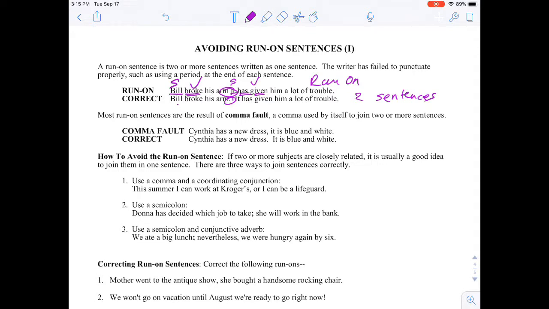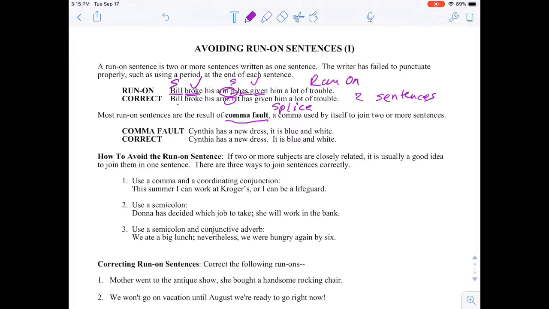All right, so most run-ons are the result of comma fault. That is what we also call a comma splice. Basically you're adding a comma, but you're not adding the conjunction. So you're adding a comma instead of a period. Here's an example of that.